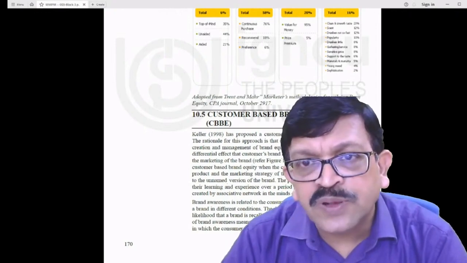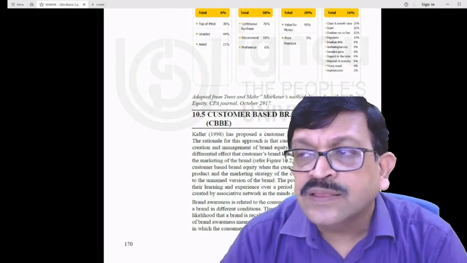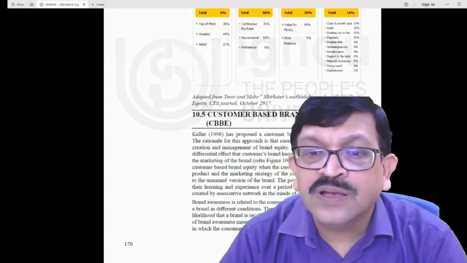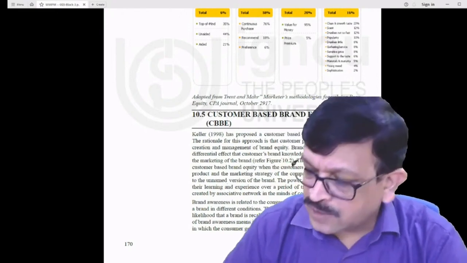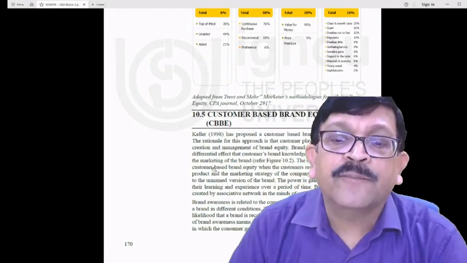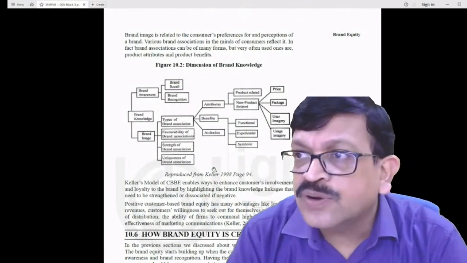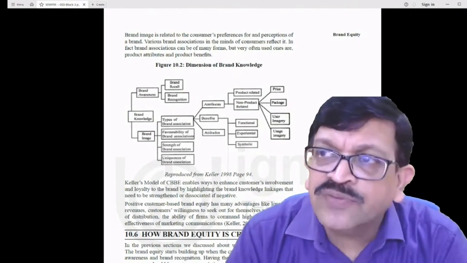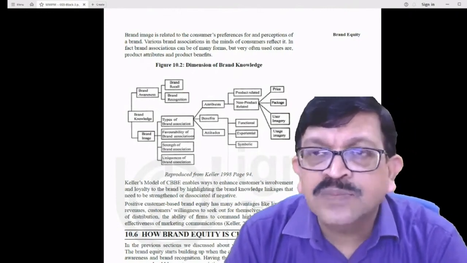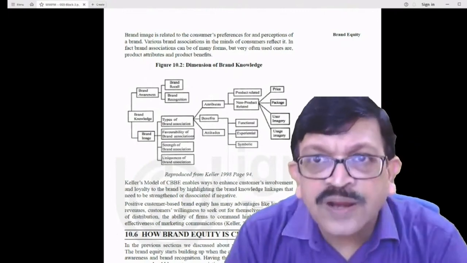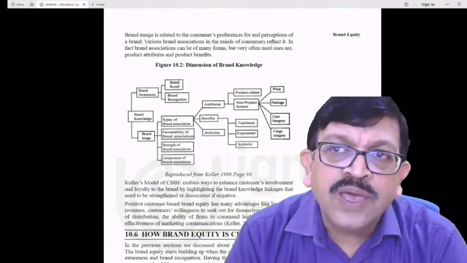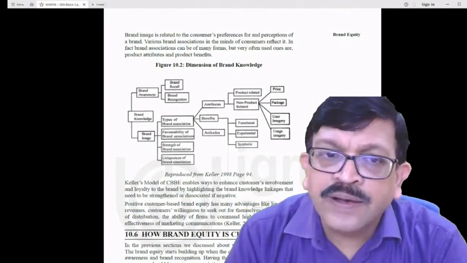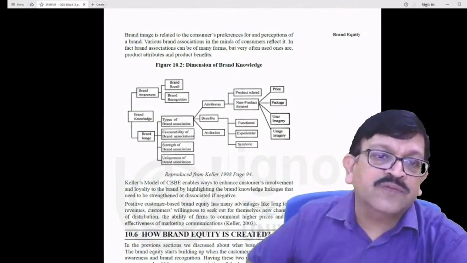The moot point in this particular model, the premise, is that the customer plays a critical role in the creation and management of the brand equity. I'll take you through the framework under which it is built out. It talks about what kind of knowledge exists in the minds of the customer that helps the customer to use the brand, to take it forward, to leverage upon, and the kind of integration that you've been able to achieve by the customer involvement process.